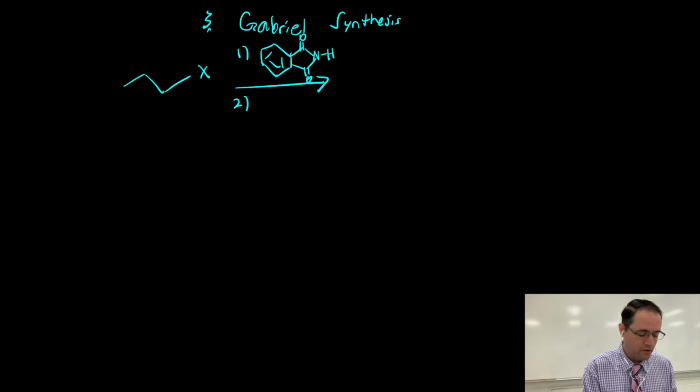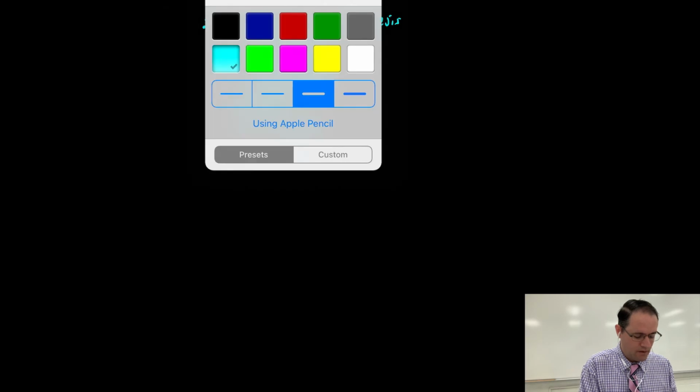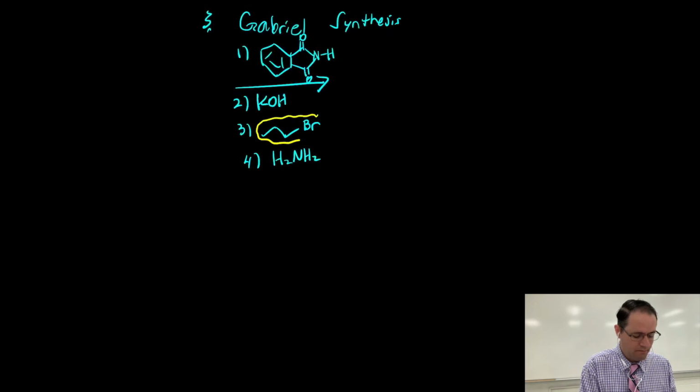It's hard to fit that in the space I've allotted myself. So this thing's called phthalimide. Step 2 is you're going to treat this with potassium hydroxide, okay? Step 3, you're going to treat this with, well, I kind of messed this up. You're going to start with your phthalimide, okay? Then you're going to treat this with potassium hydroxide. Step 3 is you're going to add your alkyl halide, okay? And then step 4, you're going to add something called hydrazine, okay?